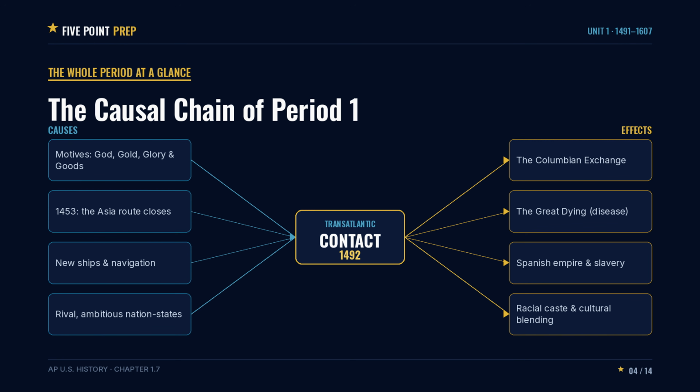Here's all of Period 1 on one slide. On the left, the causes that drove Europeans across the Atlantic. Their motives: God, gold, glory and goods. The closing of the Asia route in 1453. New ships and navigation technology. And competition between rival nation-states. All of that fed into the central event: sustained transatlantic contact, beginning in 1492. And out of that contact flowed the great effects: the Columbian Exchange, the great dying from disease, the rise of the Spanish Empire and slavery, and a new world of racial caste and cultural blending. Causes in, contact in the middle, effects out. If you can rebuild this diagram from memory, you understand Period 1.